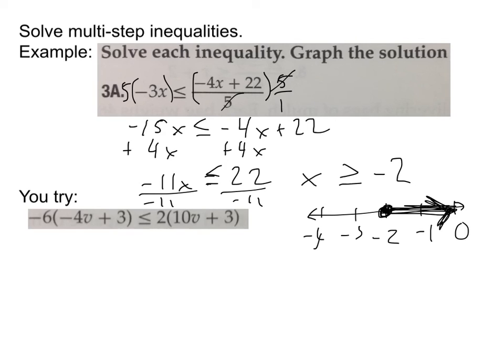Alright, a couple different ways you could do this. I would distribute the negative 6 and the 2 first. We're going to do this using the old-fashioned method where we just do negative 6 times negative 4v is 24v, and negative 6 times 3 is negative 18. That's less than or equal to 2 times 10v is 20v, 2 times 3 is 6. So that's instead of using the generic rectangles.